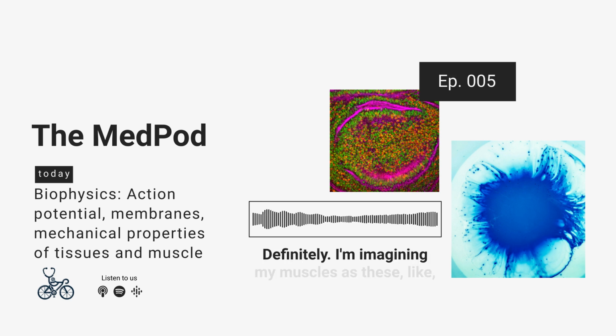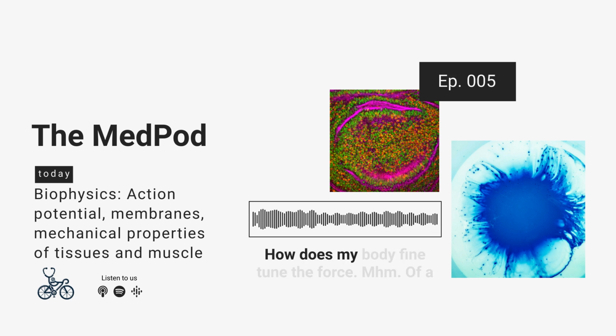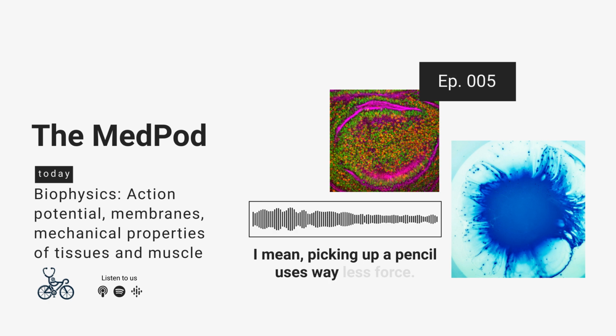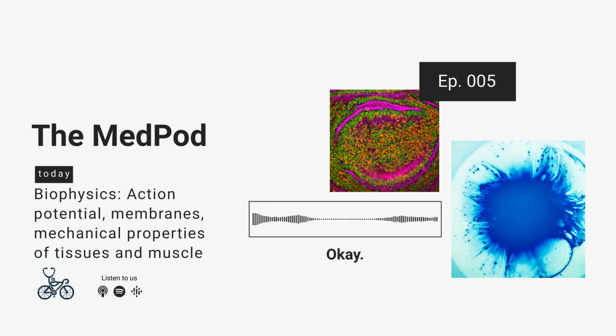Definitely. I'm imagining my muscles as these tiny engines. Yes. But those engines need to be controlled, right? How does my body fine-tune the force of a muscle contraction? I mean, picking up a pencil uses way less force than lifting a heavy weight. That's where the different types of muscle contractions come in. Twitch, summation, and tetanus. Break those down for me.